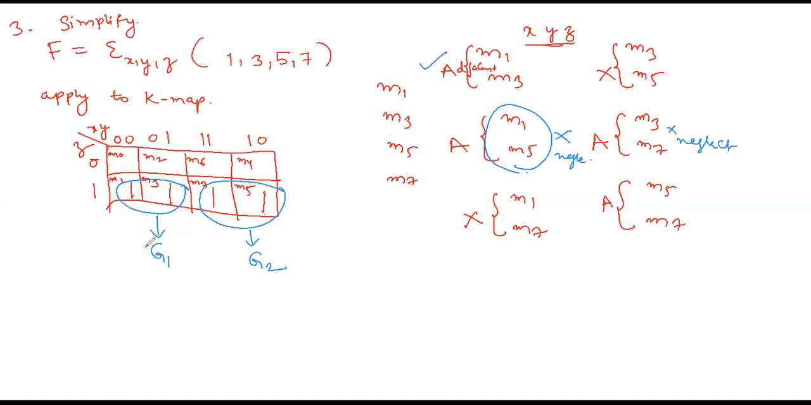And what is the expression of G1? 0 0 1, 0 1 1. Okay, Y value is differing. Strike off the Y. So G1 is equal to X bar Z. Sir, X bar Z, sir. X bar, sorry.